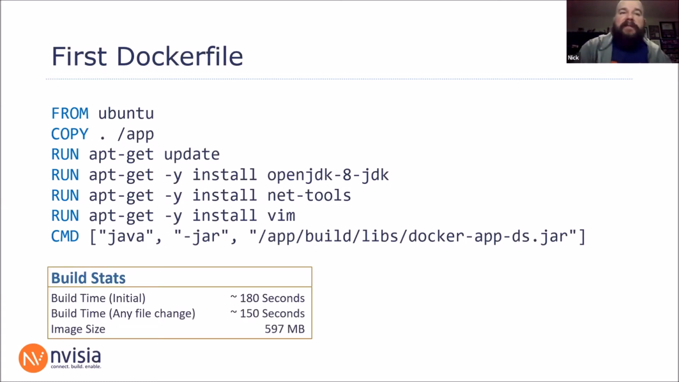And when we look at the build stats, initially on a fresh machine where we haven't run anything before, it takes about 3 minutes to build this image. Anytime we change a file, we're looking at about 2.5 minutes to rebuild. The reason it's going to be less is because we had already pulled that parent image from Ubuntu. And our image size is roughly 600 megs. So now we're going to actually optimize it.